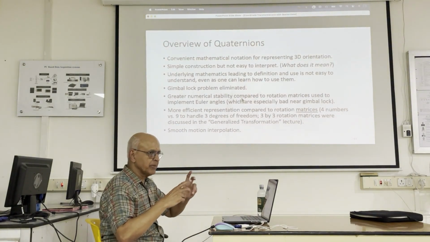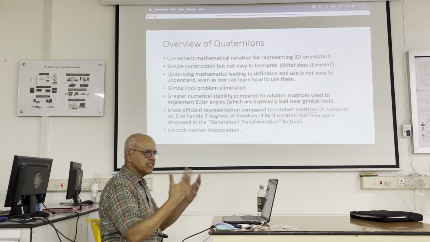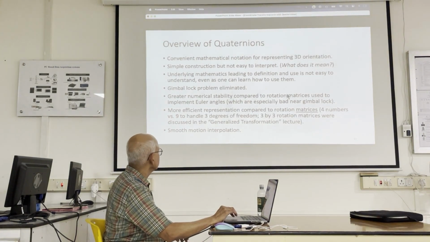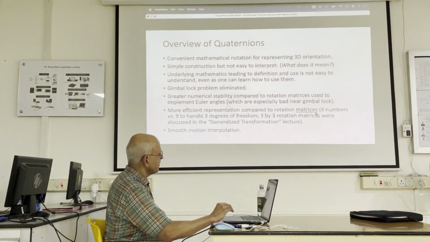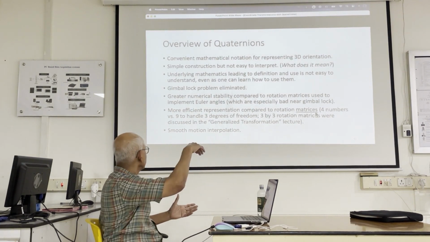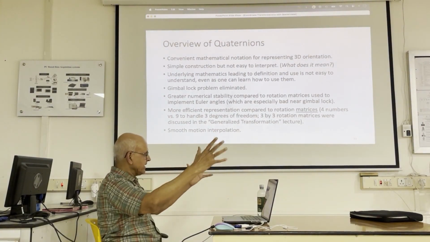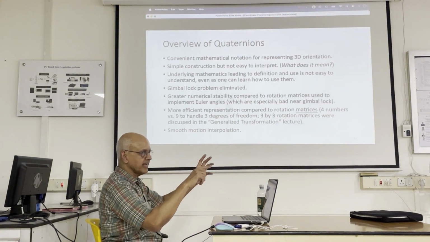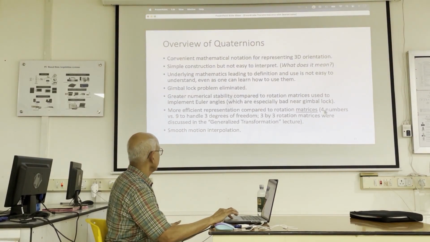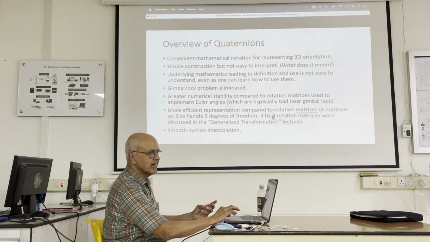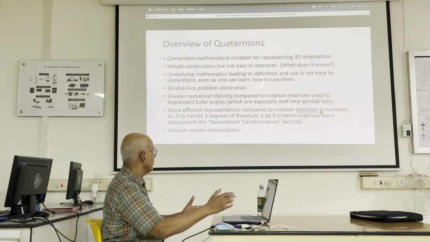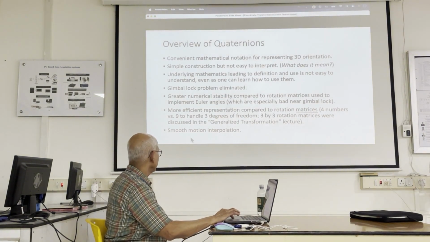Remember I told you, when you get close to gimbal lock, the matrix approach of transformation will blow up. All the numbers will start growing. Here it has numerical stability compared to rotation matrices with Euler angles. And it's more efficient than using rotation matrices, because the rotation matrix is the entire matrix, and it's a lot of numbers. It's 3 angles, but the rotation matrix is 3 by 3, which is 9 numbers. Here it is just 4 numbers. 3 is the minimum, 3 degrees of freedom, you need 3 numbers. Quaternions use 1 more. The rotation matrix has a 3 by 3 to actually implement it. And you get smooth motion interpolation.